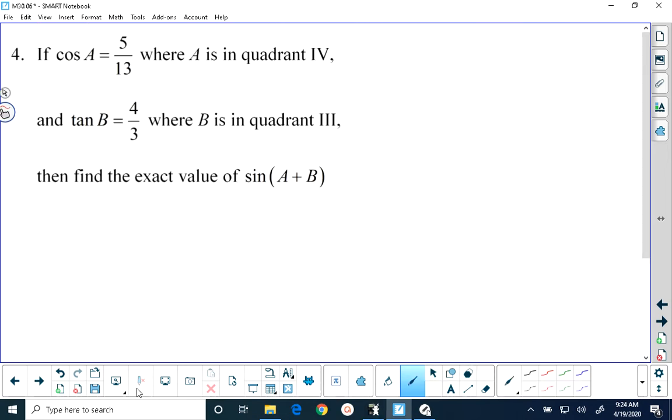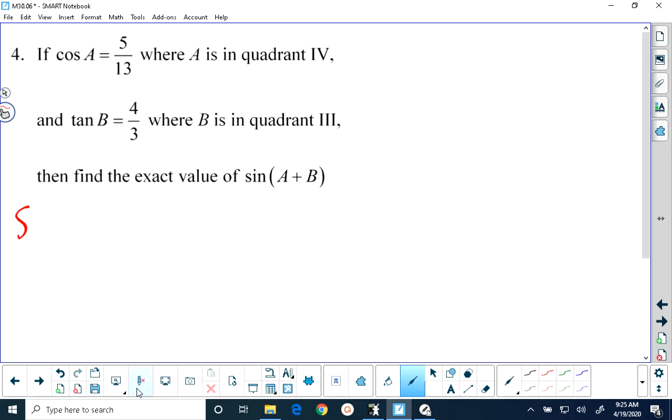All right, and that leaves us with one more example to go. Question 4. You're told two pieces of information. The first one is that you have an angle that is in quadrant 4, and the cosine of this rotation angle has a value of 5 over 13. You have another angle, angle B, which is in quadrant 3, and the tangent of angle B is 4 over 3. You're asked to determine the exact value of the sine of A plus B.